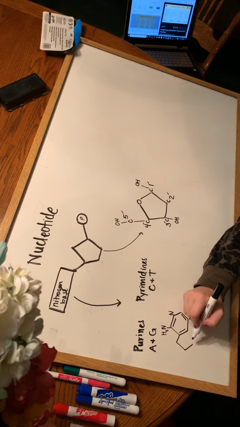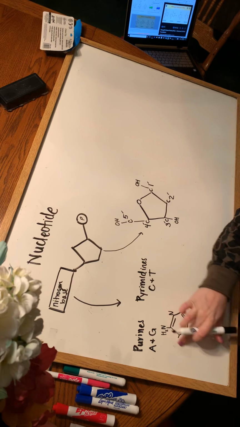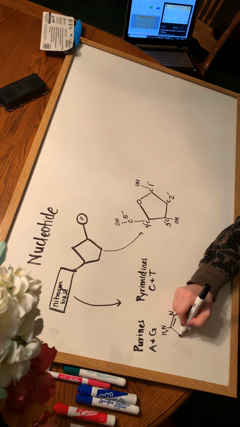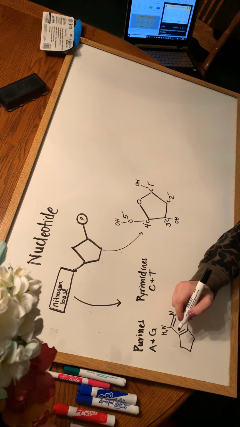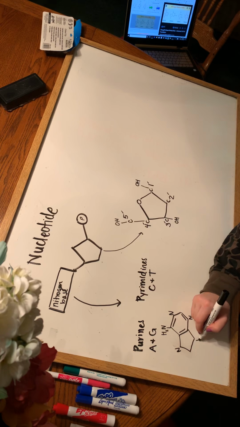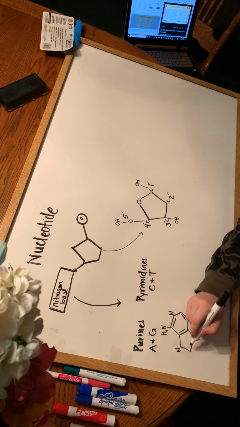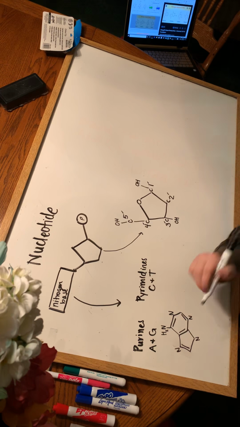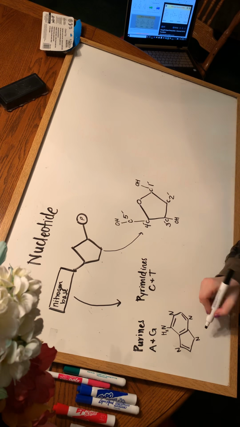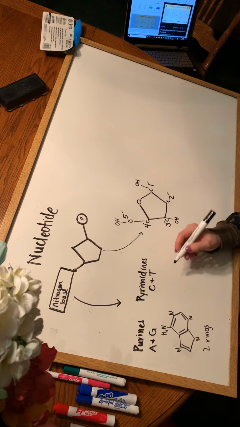2 rings of carbon. Hold on, I need to make a pentagon here. Rings of carbon and nitrogen. And this signifies a double bond, okay? But regardless, what you want to know is that a purine has 2 rings, and this is adenine, by the way, and then a pyrimidine, such as cytosine, only has 1 ring.